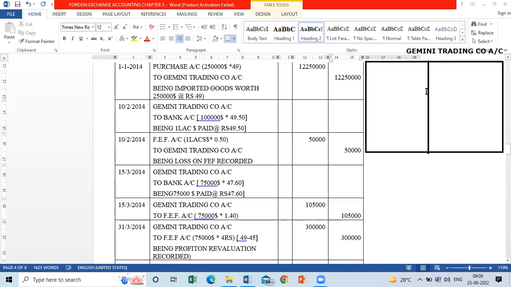In the first entry, we have credited Gemini Trading Company. The entry will be on the credit side. 1st Jan 2014, by purchases, and the amount will be 1,22,50,000.